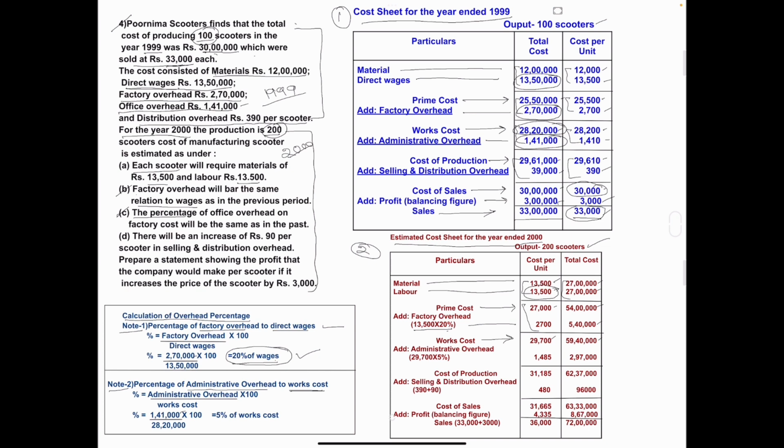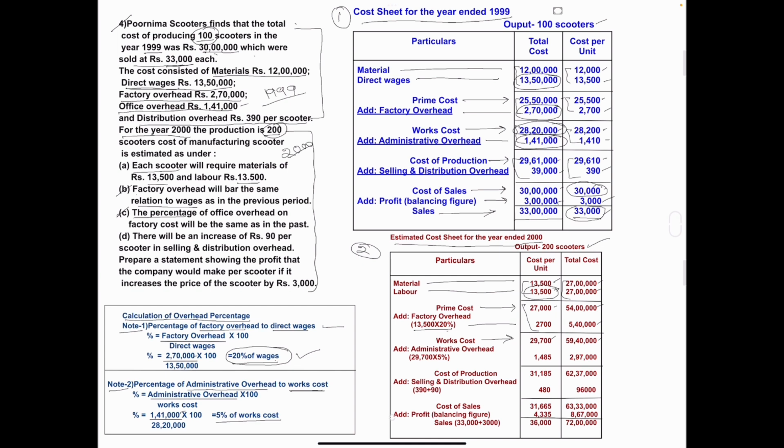Calculate: 1,41,000 into 100 divided by 28,20,000 and you will get 5% of works cost. To that you have to write 5% of works cost. Means whatever the works cost amount is, of that 5% you have to take as administrative overhead. So in the estimated cost sheet, whatever the works cost amount is, of that 5% we have to take as administrative overhead. Come to the solution part.